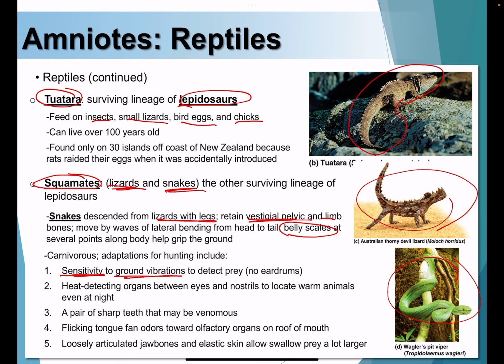That's how they detect prey, because they also have no eardrums. They also have heat detecting organs between the eyes and the nostrils at the head to locate any warm signals even at night. So even though at night they may not be able to see very well, they can use that heat detecting organ to sense where there would be a warm-blooded animal close by. Especially because they are cold-blooded, they can easily spot a warm-blooded rat or mouse that the snake can prey on. They do have a pair of sharp teeth that may be venomous, depending on whether it's a venomous species of snake or not.